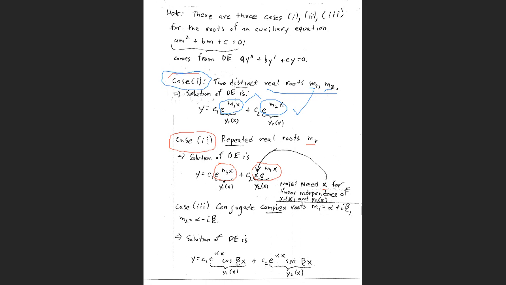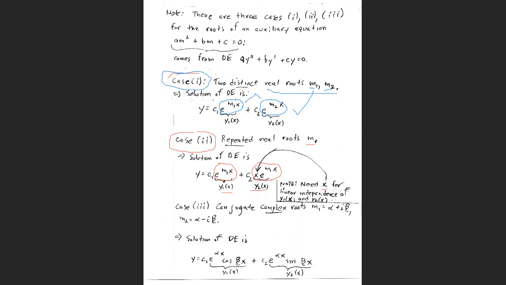You have to have linear independence. Again, you're looking for a fundamental set of solutions to the homogeneous differential equation. A fundamental set of solutions means those solutions are linearly independent. And so you can't have the solution e to the m1x power twice, because then you wouldn't have linear independence between y1 and y2. That's why we insert the x there.